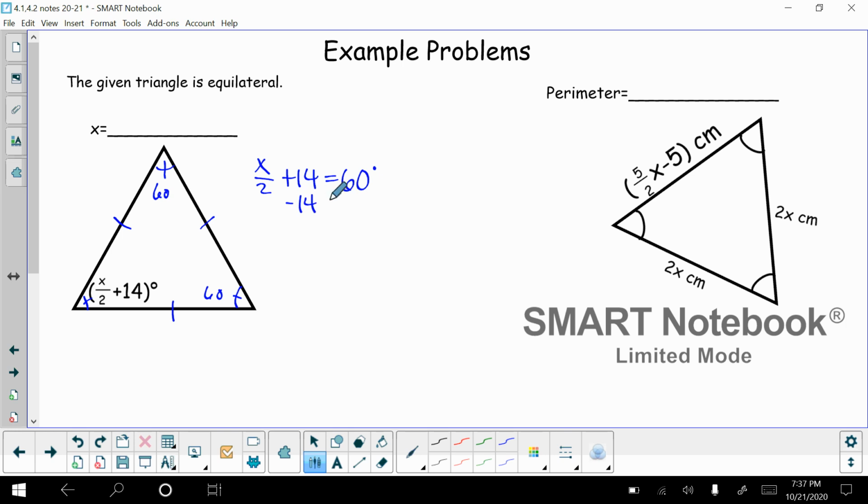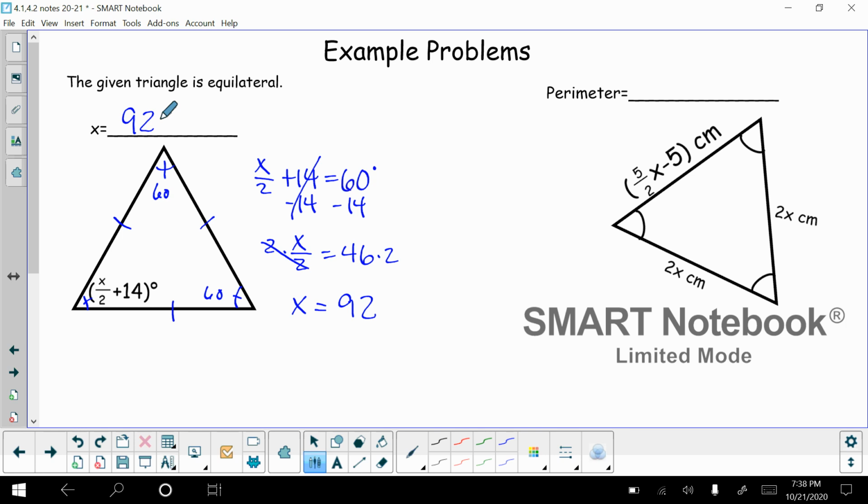So I'm gonna minus 14 from both sides, cancels out. And then I'm going to have x over 2 on one side, and 60 minus 14 is 46. And then I'm going to multiply by 2 to get rid of that. And whatever you do to one side, you must do to the other. And then that's my x. What is 46 times 2? 92, right? Just to be sure. Let me check. Yes, it is. It's 92. So x is 92.